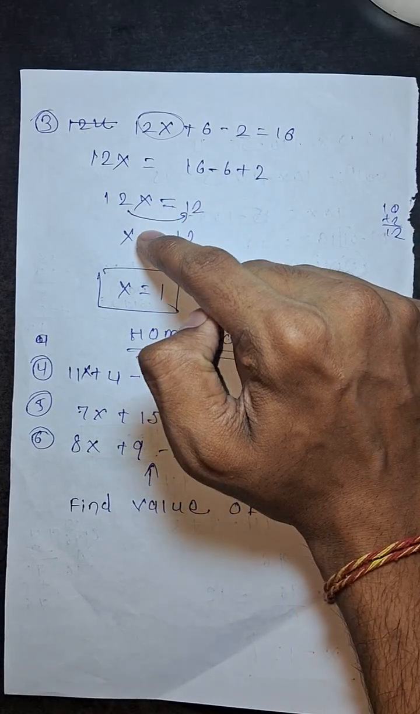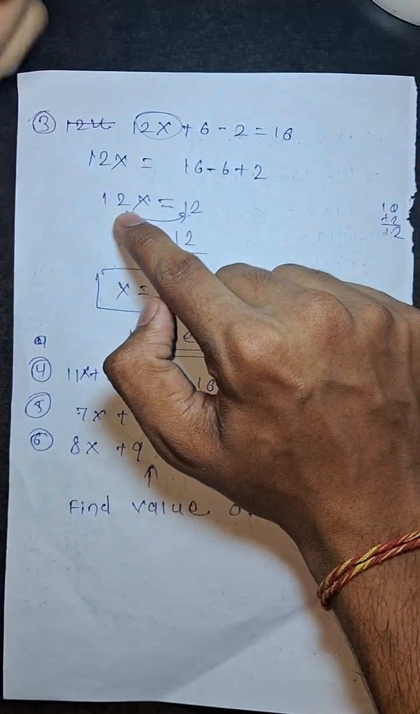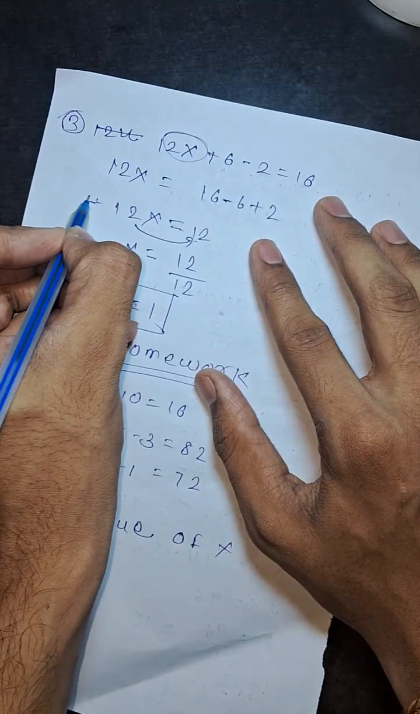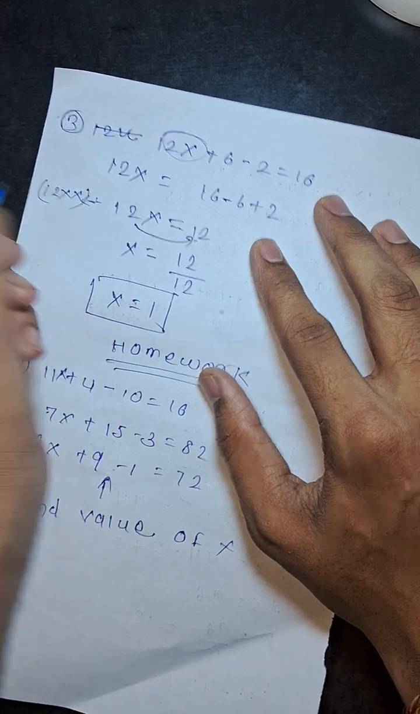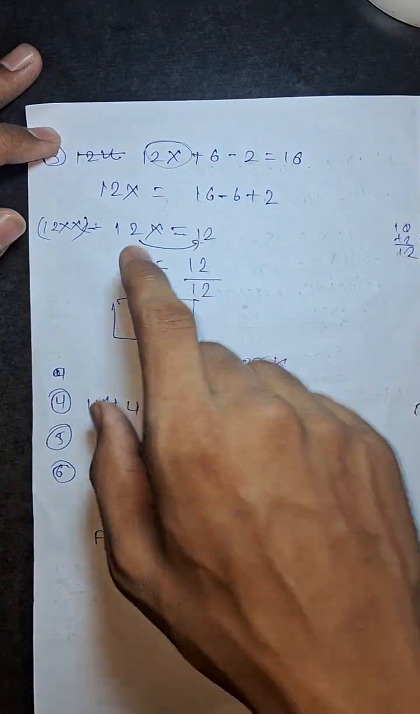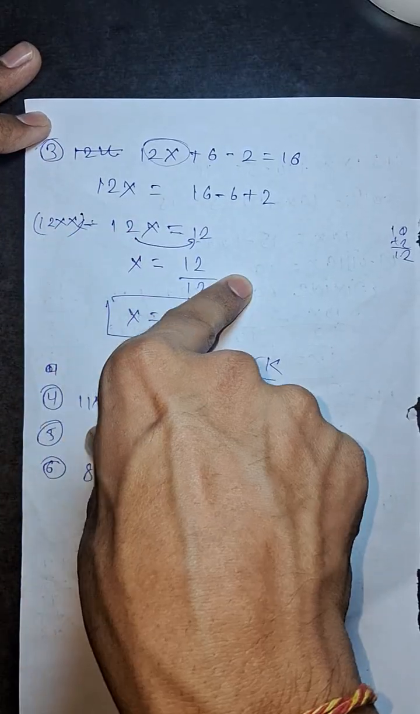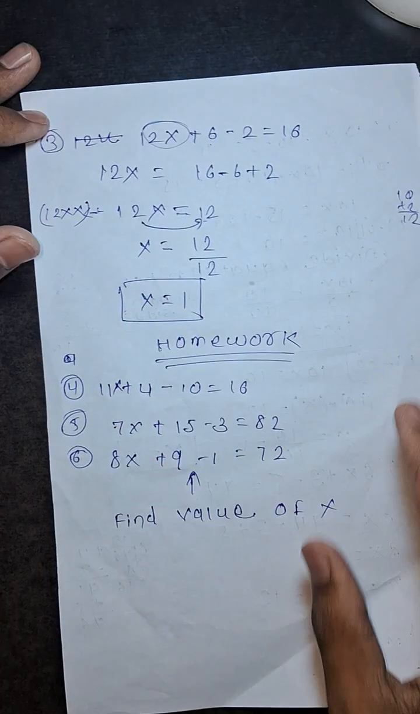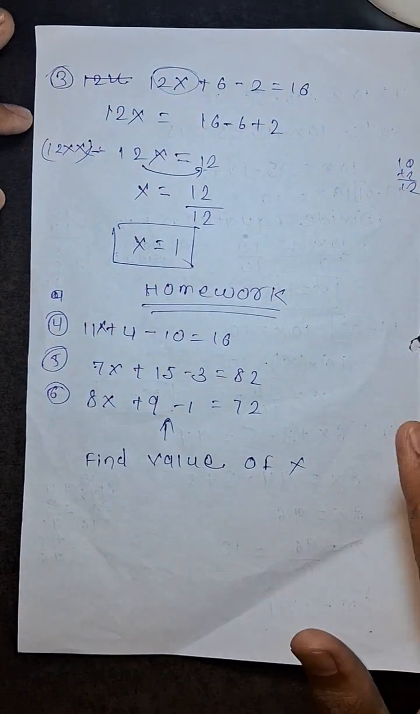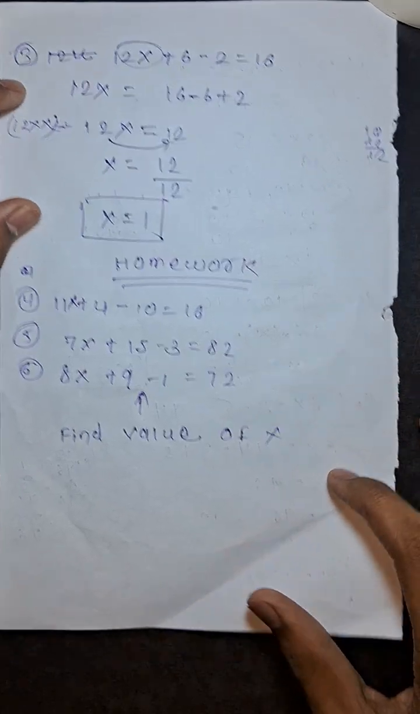So what we'll do is method 2. Here it's written as 12 into x, 12 into x. Okay, so I will take this 12 to divide. So x is equal to 12 divided by 12, hence x is equal to 1, and x is equal to 1 is the solution for our equation.